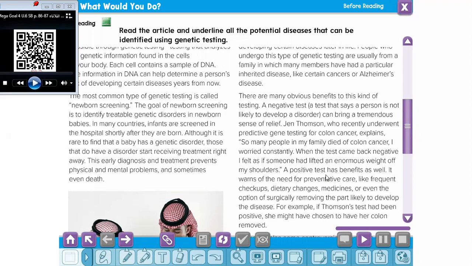A positive test has benefits as well. It warns of the need for preventative care like frequent checkups, dietary changes, medicines, or even the option of surgically removing the part likely to develop the disease. For example, if Thompson's test had been positive, she might have chosen to have her colon removed.